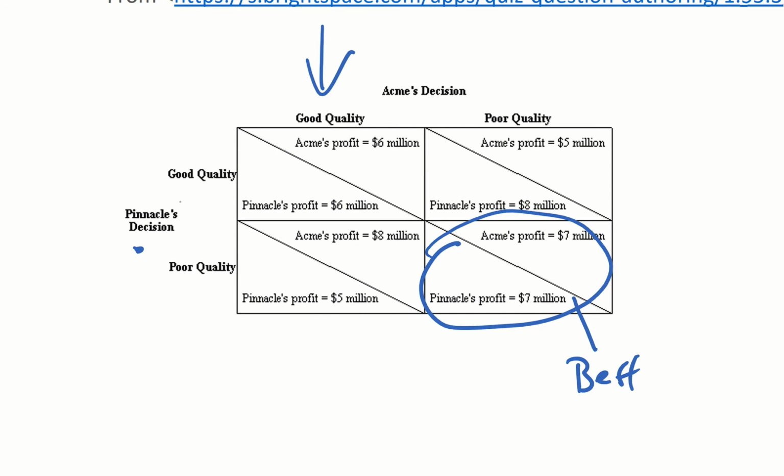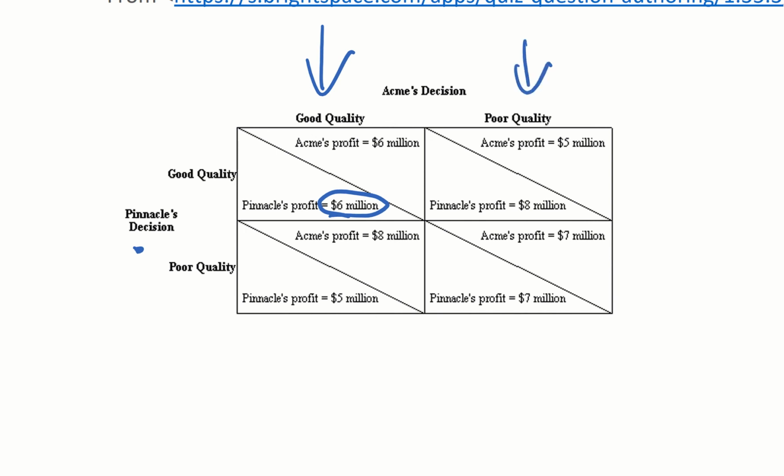If Pinnacle chooses good quality, they will have $6 million profit. But if Pinnacle chooses poor quality, they have $5 million. So $6 million is better than $5 million, right? So they would choose to do good quality whenever Acme does good quality. But what if Pinnacle knows for sure that Acme will choose poor quality? What should Pinnacle do? If Pinnacle does good, they will have 8. Pinnacle does poor, they will have 7. So what is better? 8 is better, right? So they will do good.